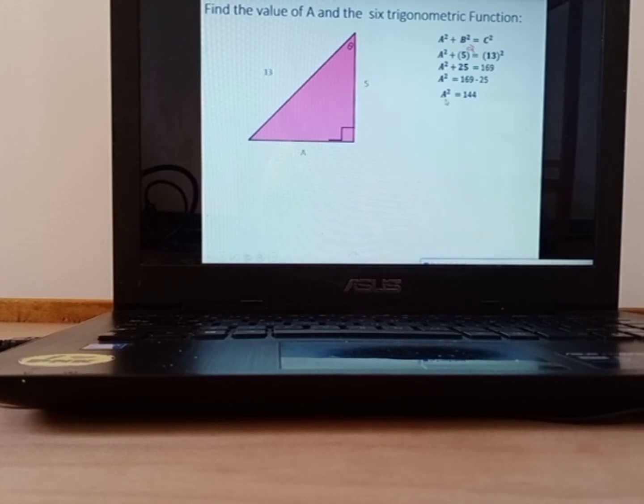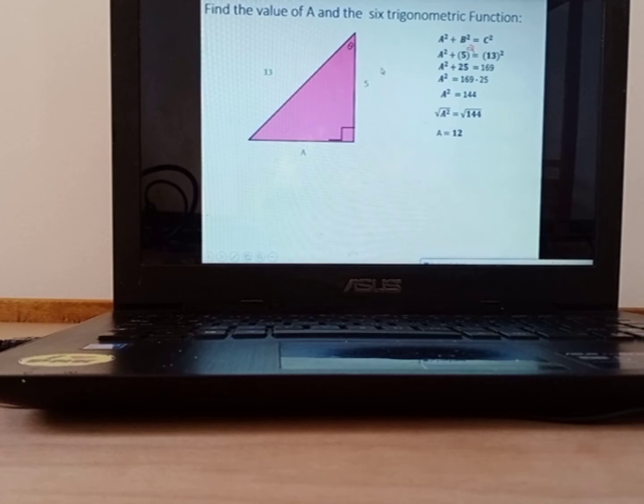So we have the square root of A squared is equal to the square root of 144. The square root of A squared is equal to A, and the square root of 144 is equal to 12. So this is the value of our opposite side, which is 12.